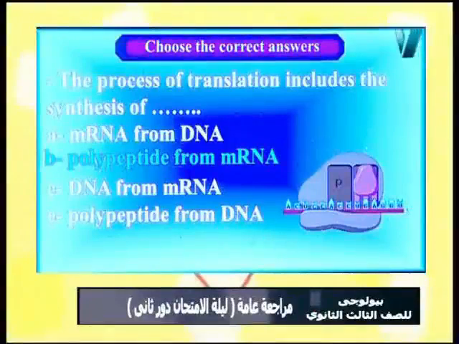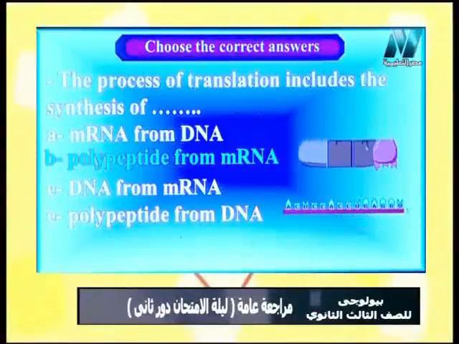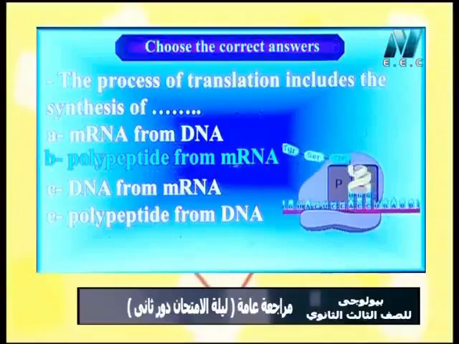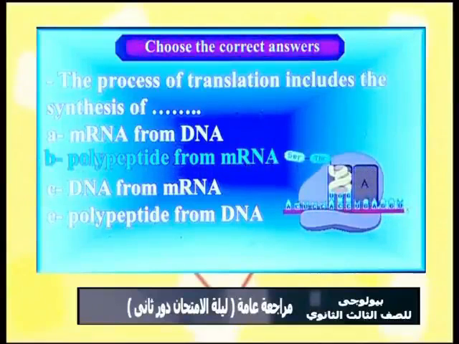طيب يبقى نبص على الرايت انسر عندنا polypeptide from mRNA. يبقى انا بعمل بوليبيبتايد من الام ار ان اي. طبعا في انزيم مهم هنا اسمه بيبتايد ترانسفيريز انزيم by the reaction or during the reaction of peptide transfer reaction.